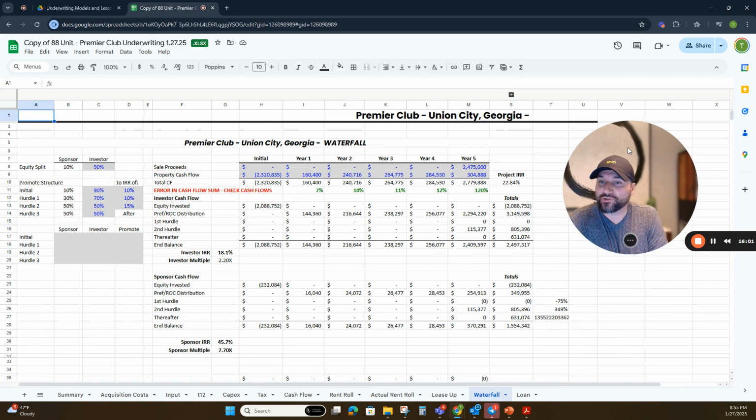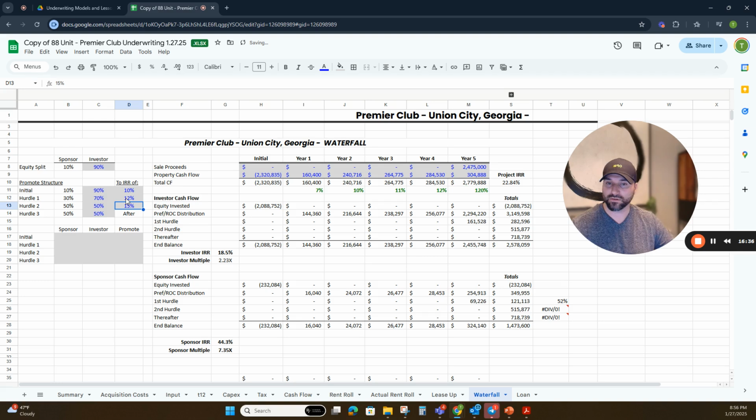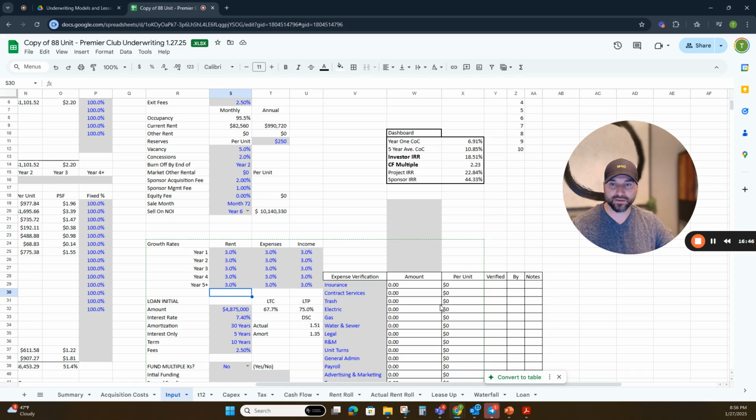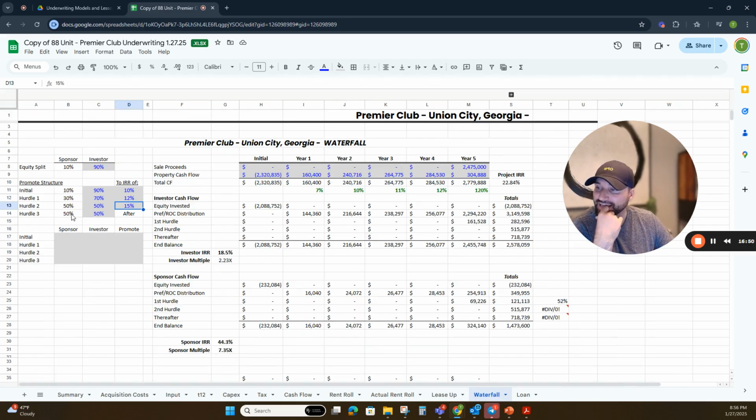All right. So in your waterfall tab, this particular deal we have as a 90-10 equity split. Okay. So 90% to investors. We're going to raise 90% of the capital needed from investors, 10% from the sponsor. So the initial hurdle, the cash flow is going to be distributed 90-10. We've got property cash flow of 90-10 up to a 10% IRR. Then it goes 70-30 up to, this should be probably 12. Okay. And then here is hurdle 2, a 15% IRR. So here we go. And then after a 15, it goes 50-50.